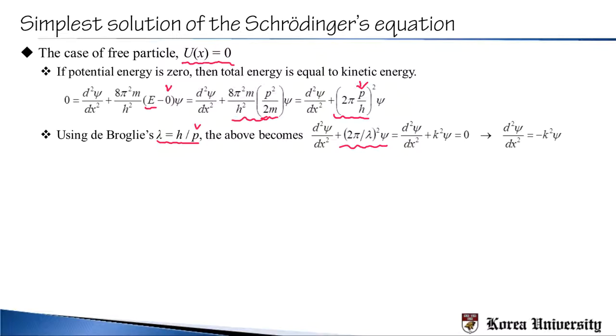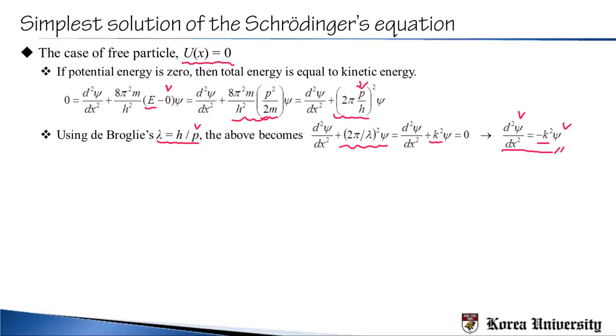And then we know that 2 pi divided by lambda is actually the wave number, or wave vector. So we can replace it by k square, and then finally get this form. So basically, the solution to this second order differential equation should be something like this. If you take the second derivative of position in this wave function, what you get will be minus k square multiplied by the wave function itself.